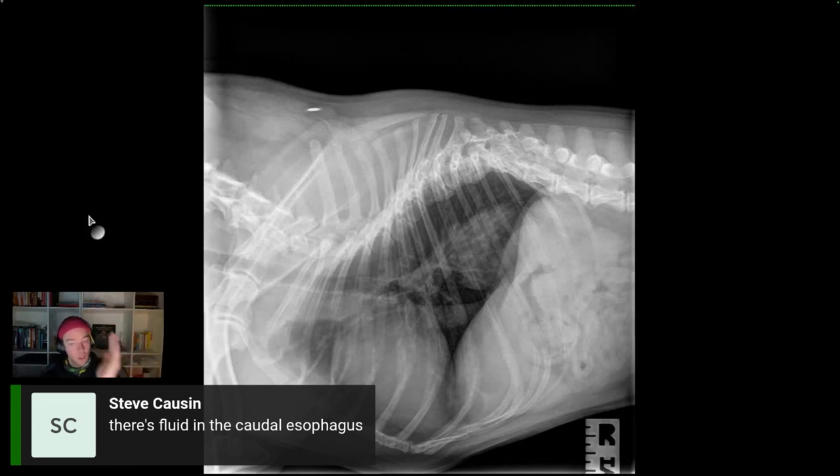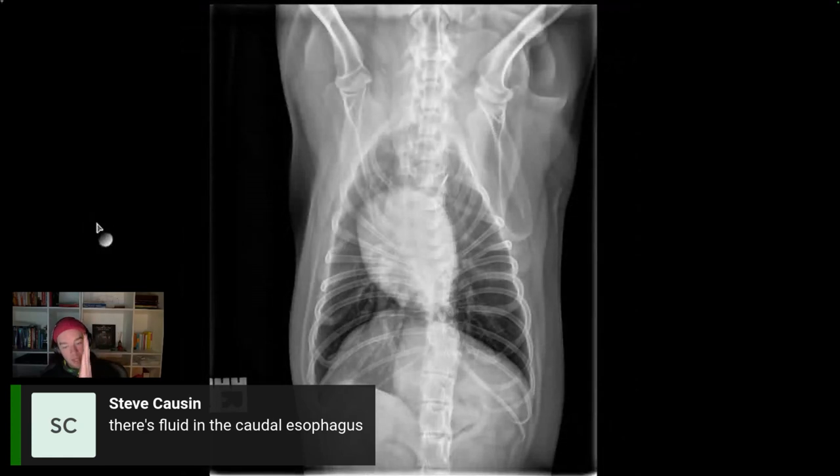And then where is it in the chest? It's in the caudal and dorsal chest. Okay, cool. And then where is it in the caudal dorsal chest? Boom, it's a bit midline, slightly to the right. Okay, now I'm going, what's back there? Okay, mediastinum. What's in the mediastinum? Okay, you got esophagus, right? So Steve's going, boom, esophagus.